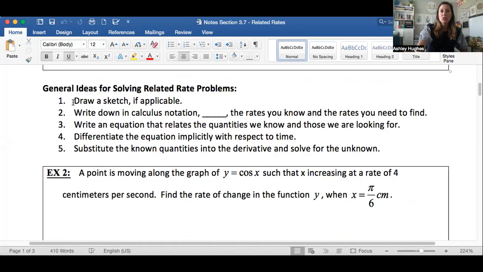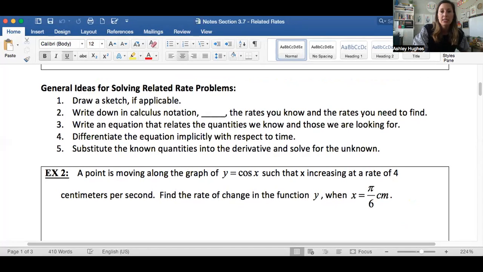So first, you're always going to draw a sketch if you need to. The second thing you're going to do is write down in calculus notation. This is really important. I'm going to model this the same way every time. You're going to write down d, whatever. It's going to say things are changing at certain rates.